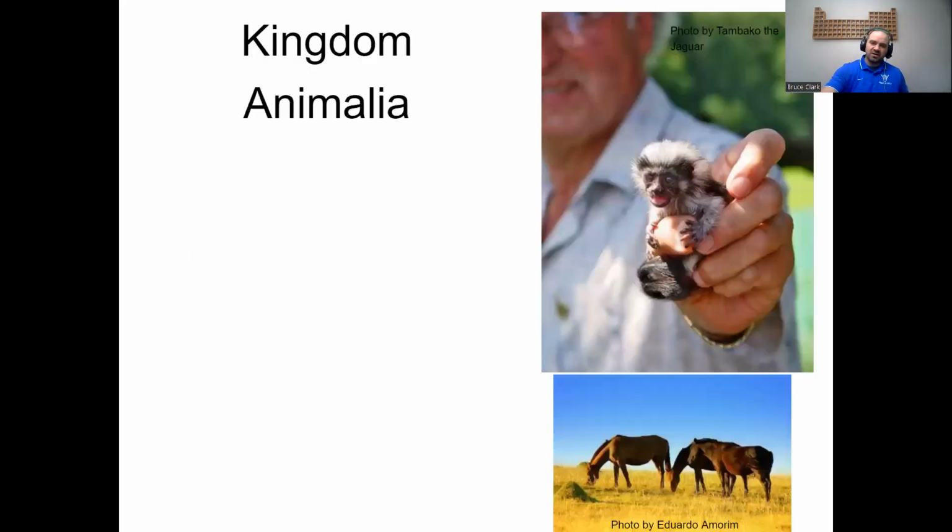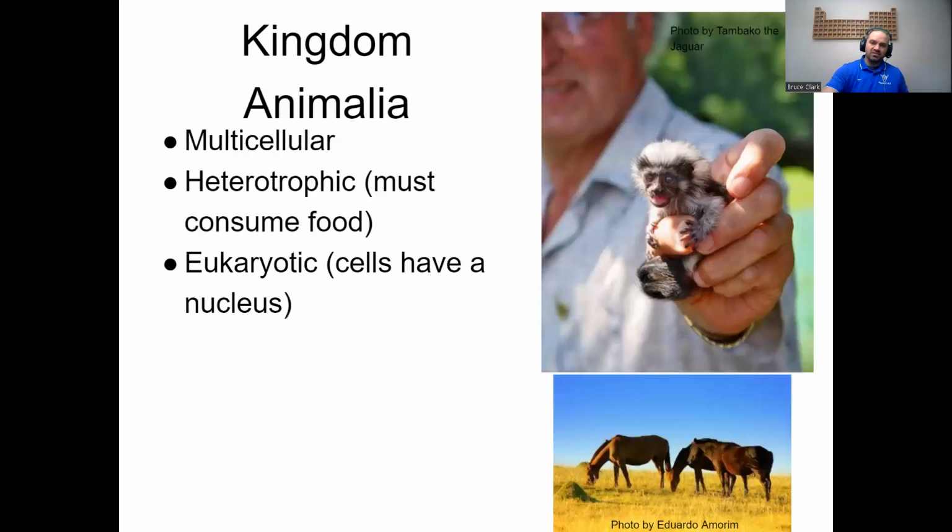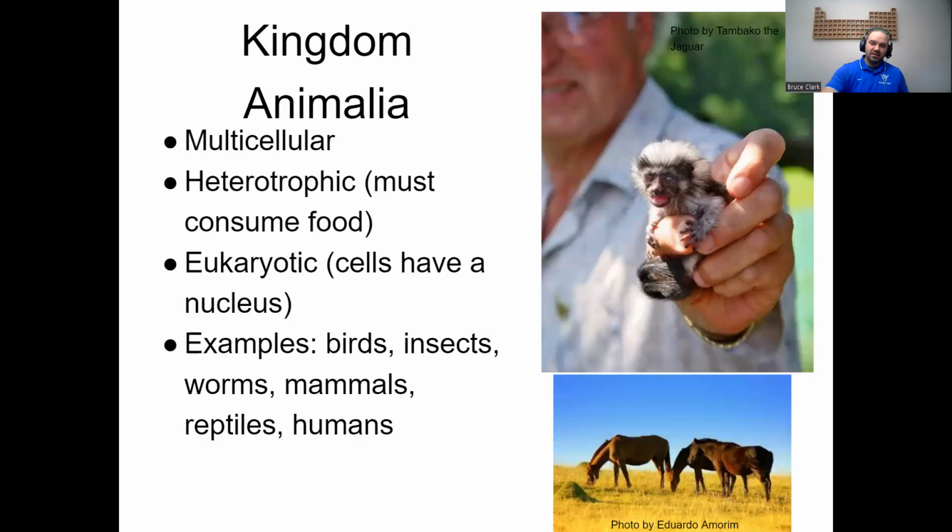So moving on, first up, the animal kingdom, the one we're probably most familiar with. That is a multicellular organism. So all the organisms in the animal kingdom have more than one cell. They are heterotrophic. We learned that word a long time ago, but that means they have to consume their food. And they are eukaryotic, meaning that their cells have a nucleus.